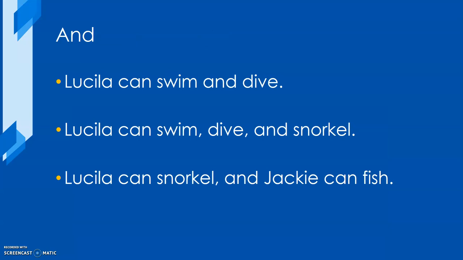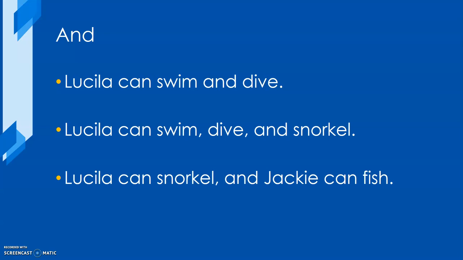Let's look at more examples with each one of the coordinating conjunctions. Again, we're going to have and. Lucila can swim and dive. This is, Lucila has two abilities, the ability to swim and the ability to dive. Second example, Lucila can swim, dive, and snorkel. Now, Lucila has three abilities, swimming, diving, and snorkeling.